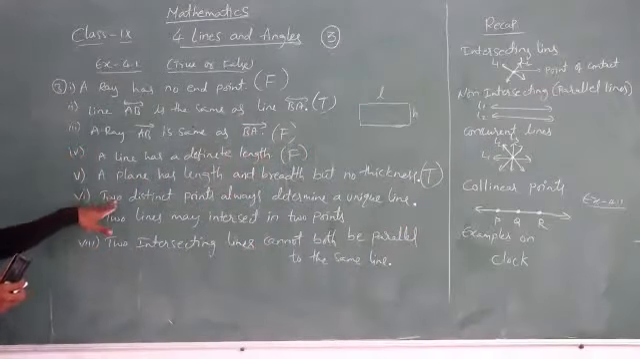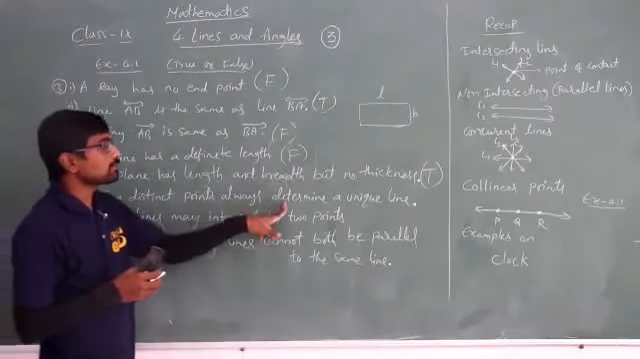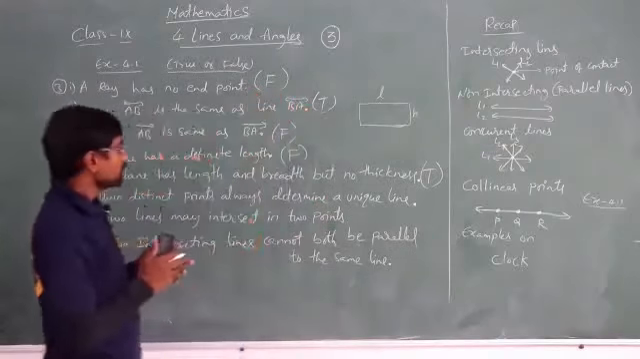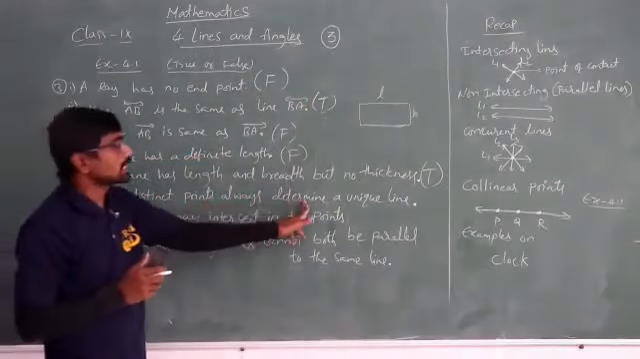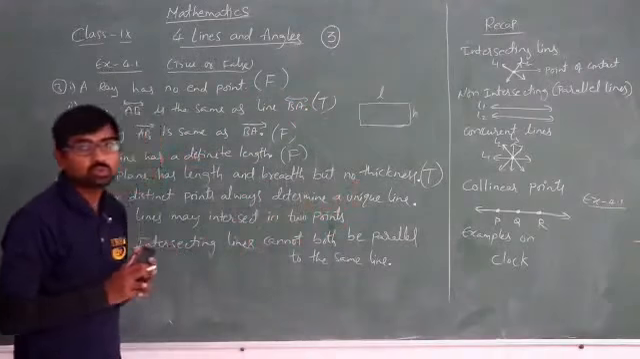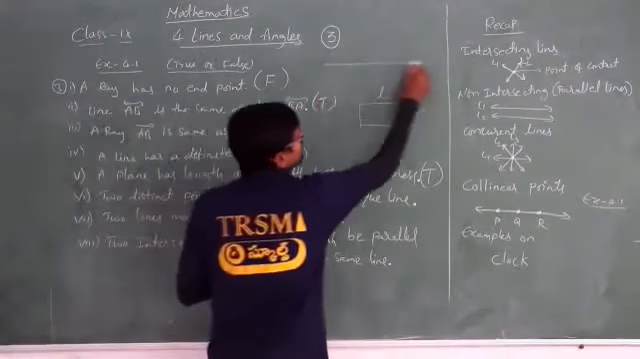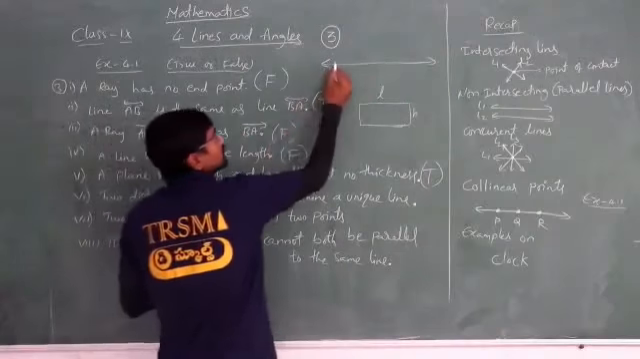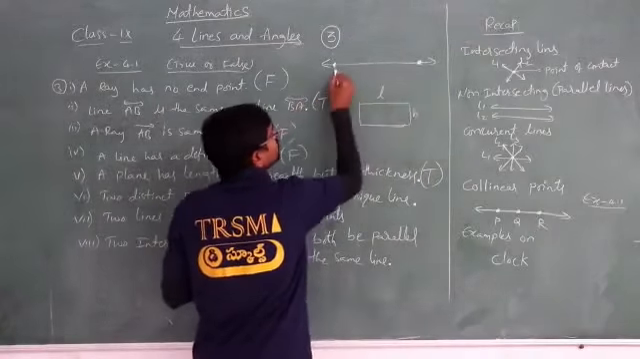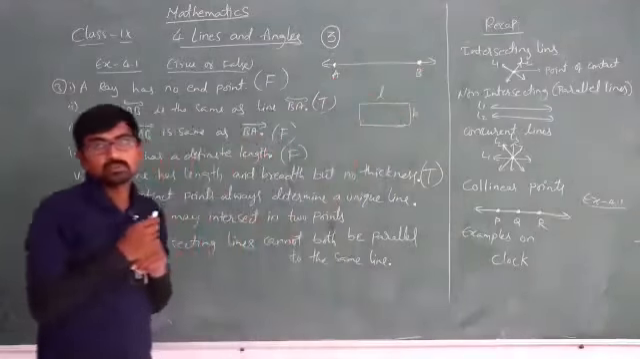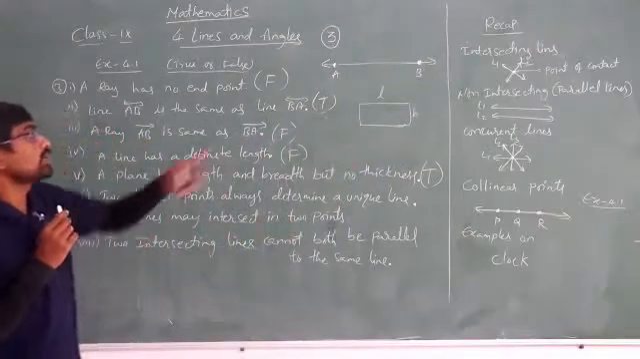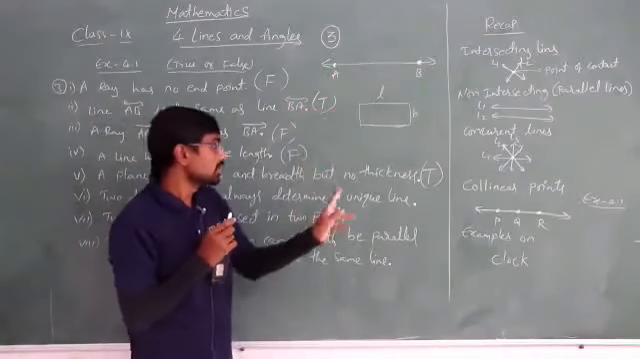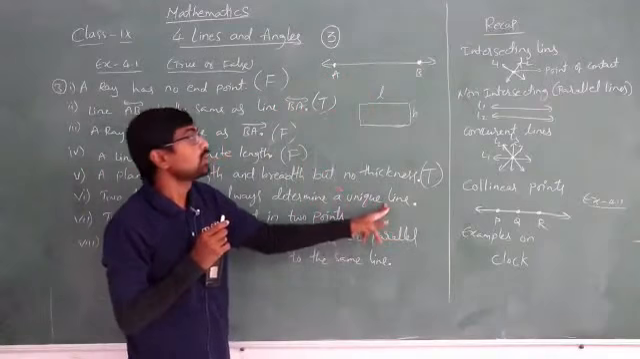Now coming to the sixth one, two distinct points always determine a unique line. Is it true or false? See here, this is a line. Here we are having two distinct points, that is A and B. Touching points, distinct points. So now it will become a unique line, isn't it? What is this unique line?